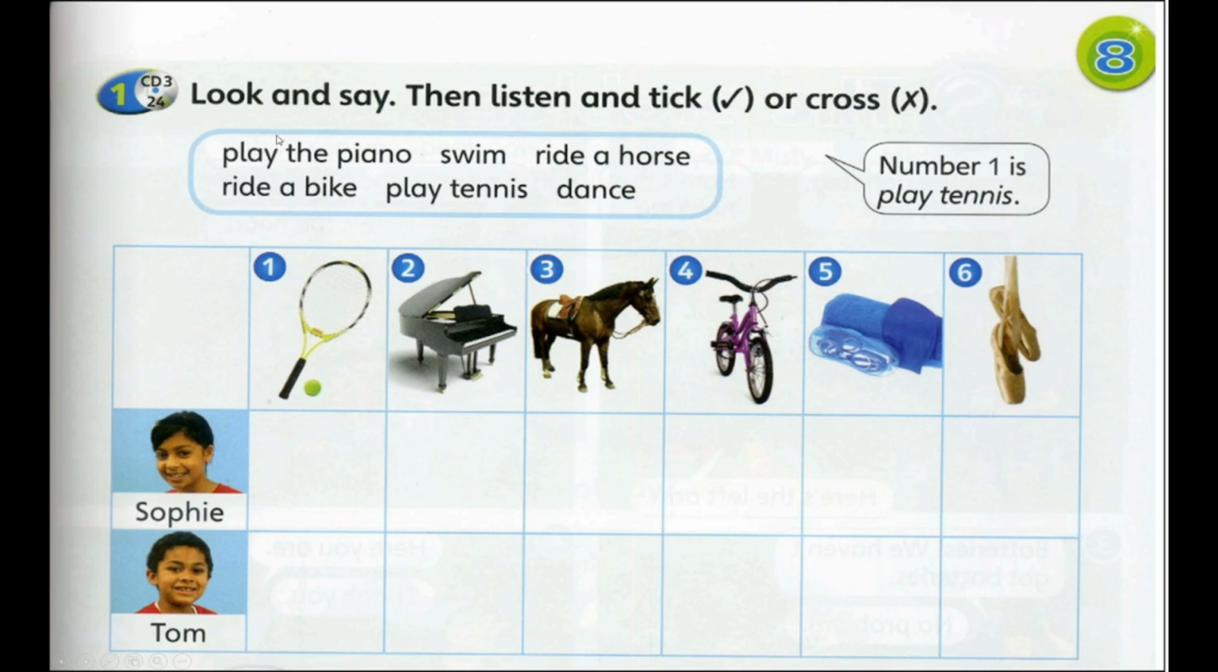So let's have a look at the activity 1. You have Sophie and you have Tom. And you also have 6 pictures over here: 1, 2, 3, 4, 5, 6. So let's read the phrases here together.